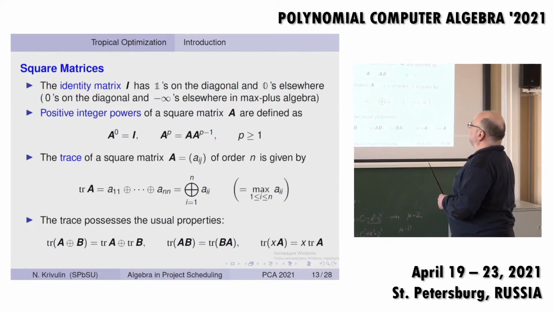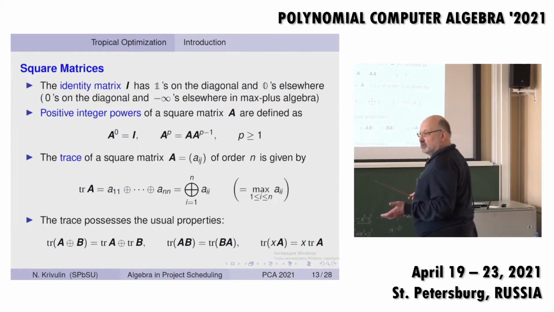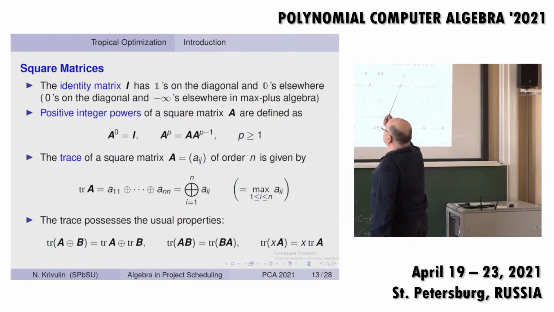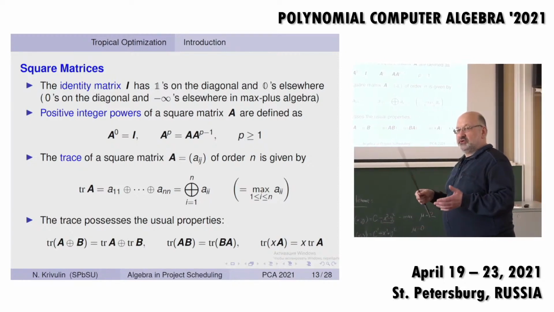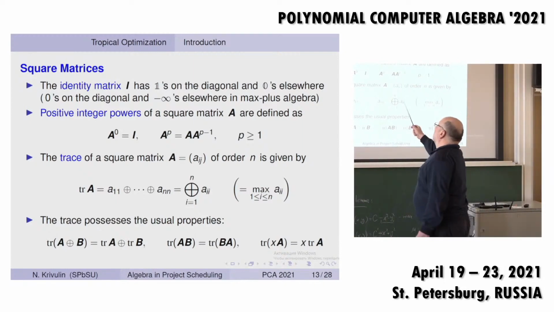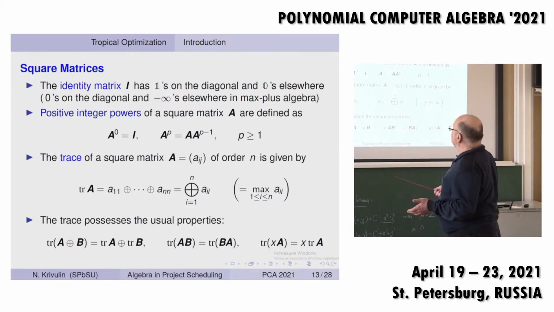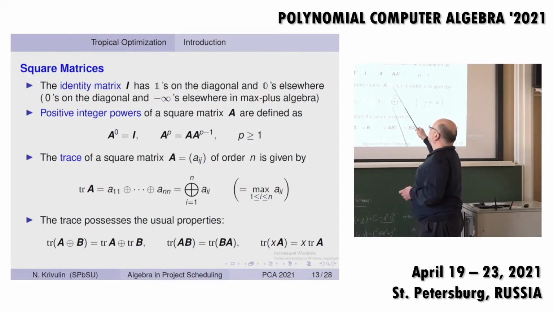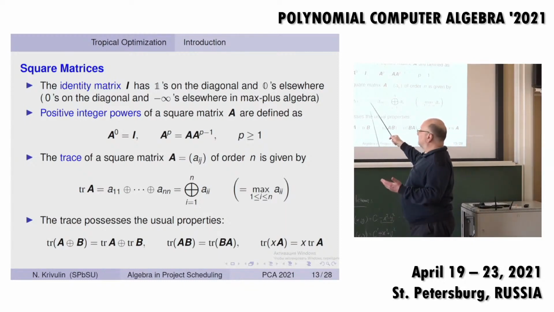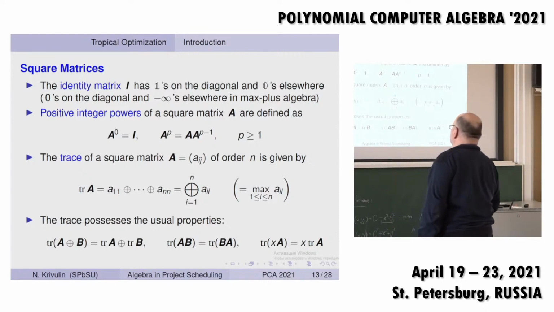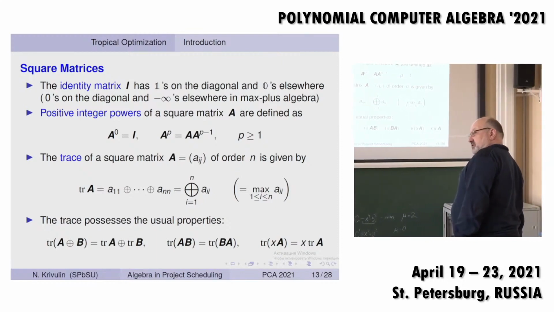For square matrices, we can introduce a little bit more notations. For instance, we can use the identity matrix, which looks like an ordinary one, but we have to replace ordinary zeros and ones by tropical zeros and ones. Positive integer powers are defined routinely. They indicate iterative multiplication of a matrix by itself, but we mean here the tropical matrix multiplication. You can see the formula which is used to represent the tropical trace, which is quite natural, and it is easy to see that this tropical trace possesses the same properties as the ordinary trace.